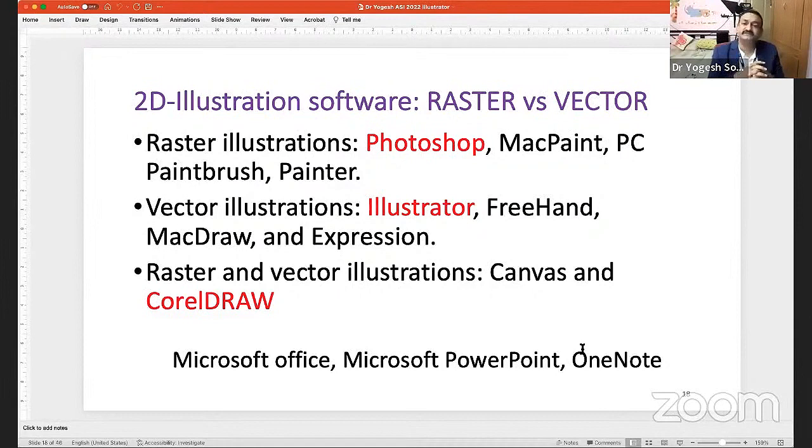Raster illustrations can be drawn using Photoshop, MacPaint, Paintbrush, and Painter. These are certain softwares we can use for 2D illustrations. See, the concept should be clear. This looks 3D, but actually it is 2D.